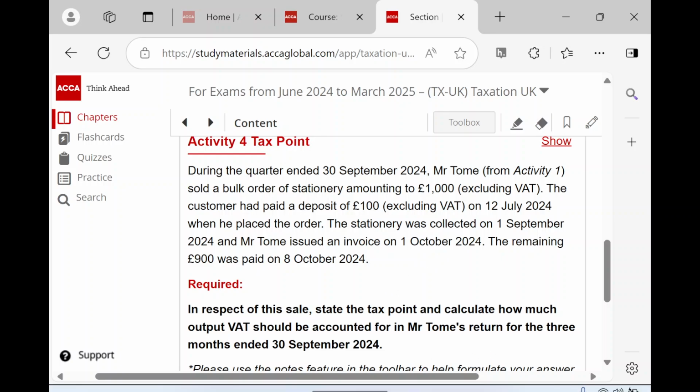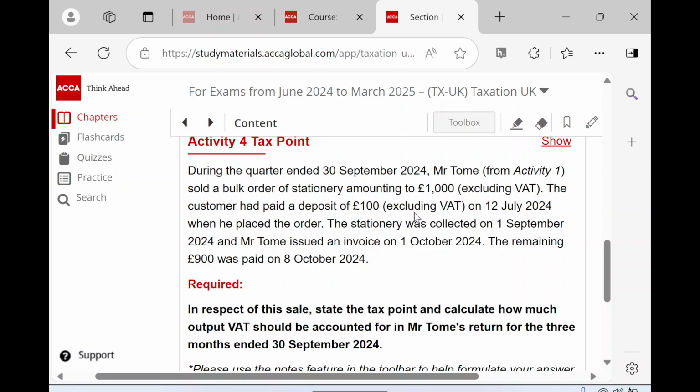In terms of the scenario, it's referenced as mentioned, the quarter ended 30th September 2024. We see that this individual, Mr. Tome, has sold a bulk order of stationery. Note the total is 1,000 excluding VAT. Be careful now with this, examiner, inclusive or exclusive of VAT. He uses this trick all the time and students don't watch for it.